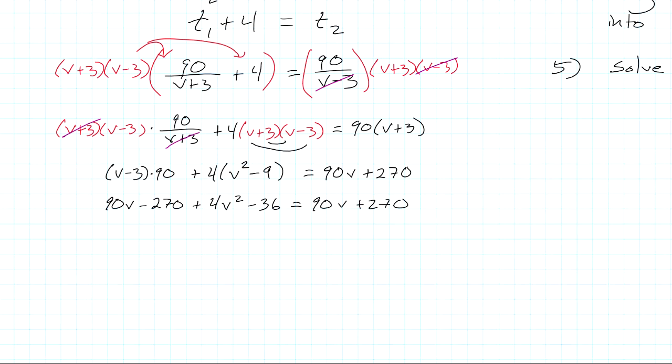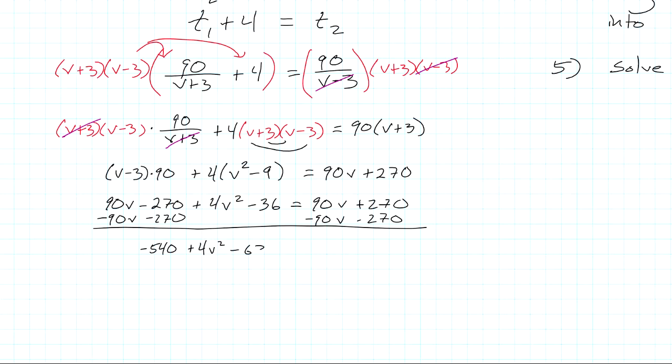Now I've got bells going off in my head because I see a v squared term and a v term, so I want to get everything to one side. I'll subtract 90v from both sides. That'll be nice. It'll cancel there with the other 90v. And I'll also subtract the 270 from both sides. Now what I'll get is negative 540 with the 270s plus 4v squared minus 36 equals 0.